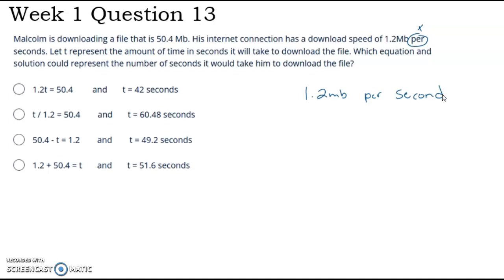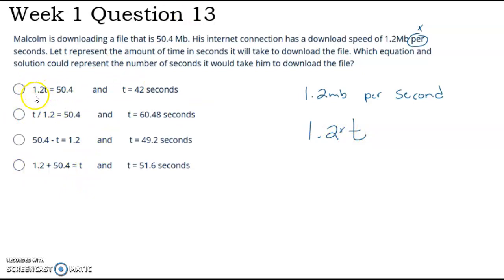All right, so it is per second. So let T represent the amount of time. So we know that we're taking this 1.2 and we are multiplying it to T, because I already told you that it's 1.2 per second. Let T represent the amount of time in seconds it will take to download the file. So even just knowing that I am multiplying 1.2 to the letter T, I can go down here and eliminate without even solving.